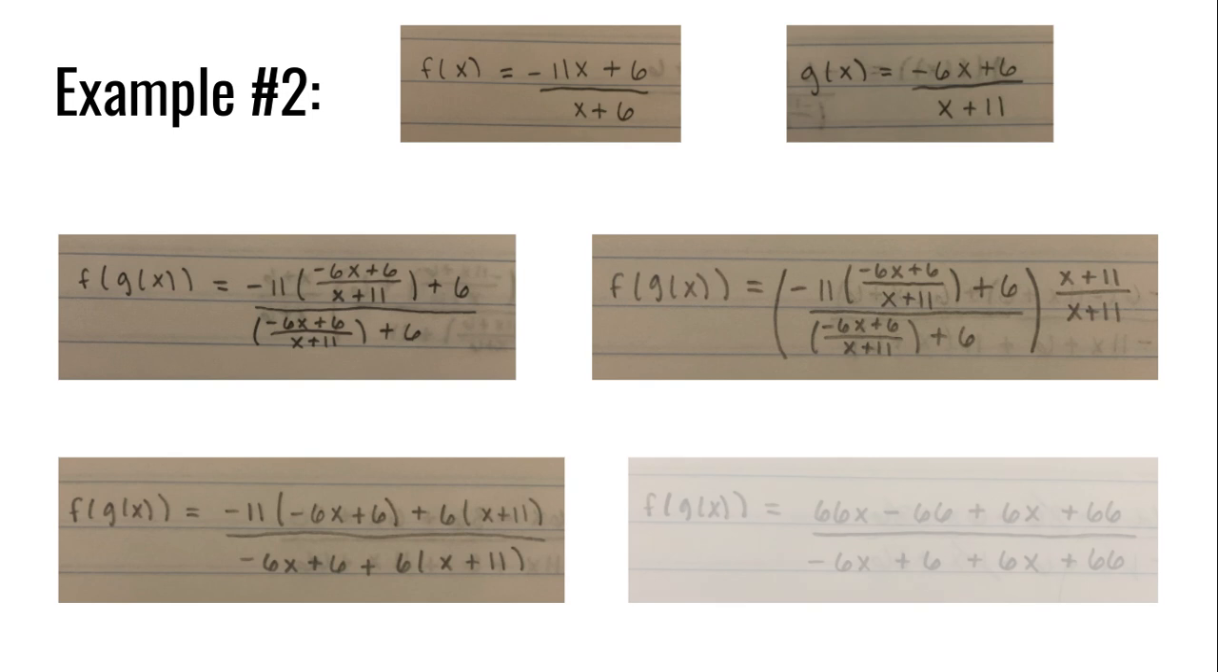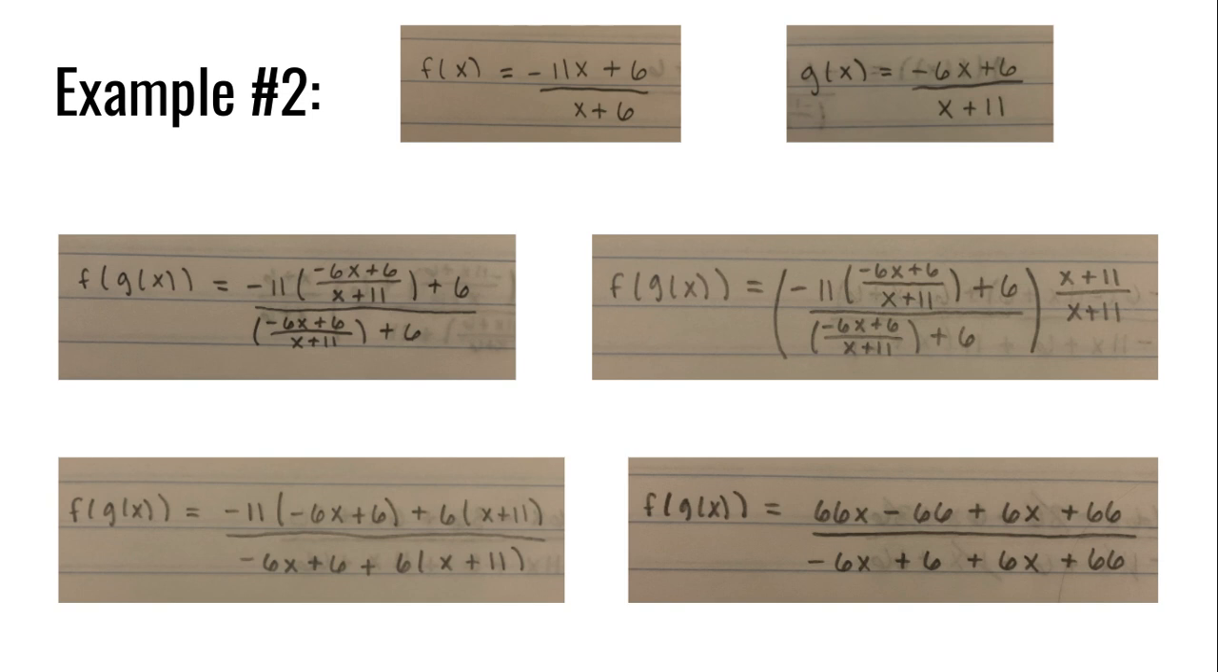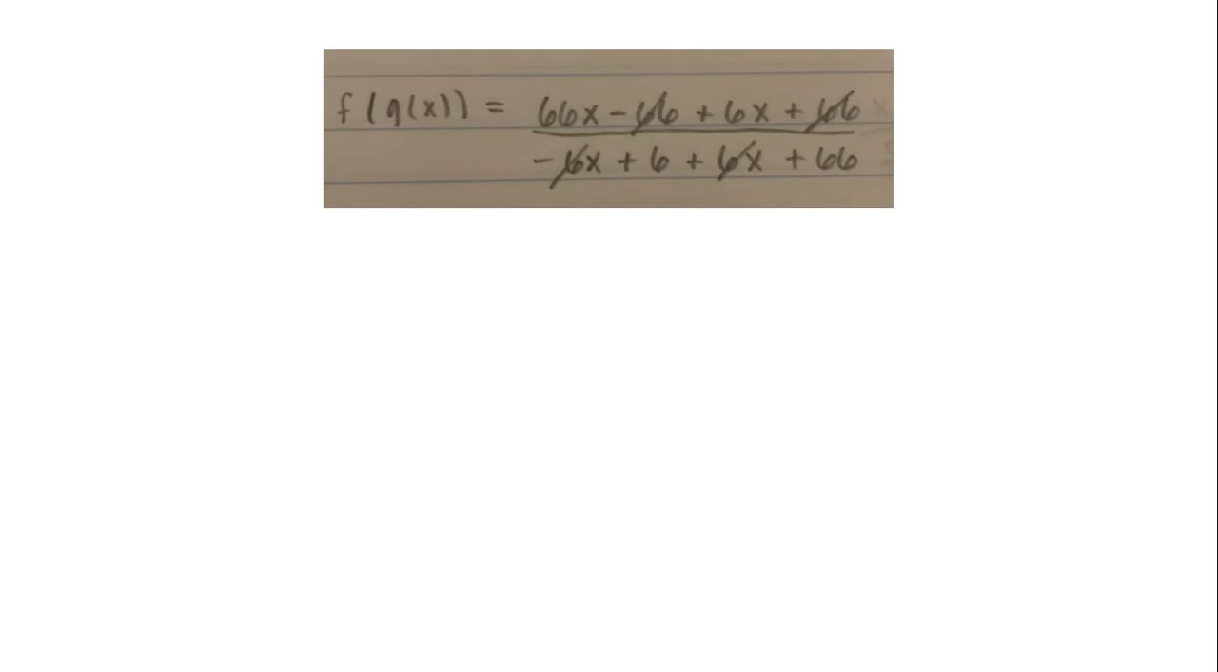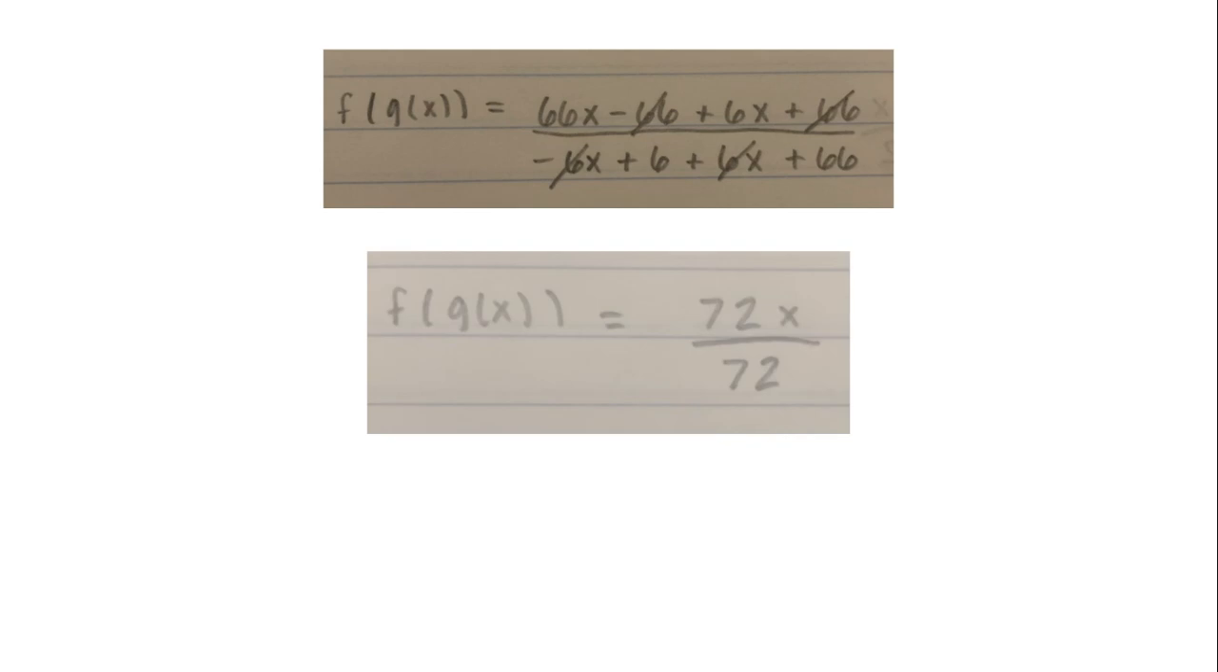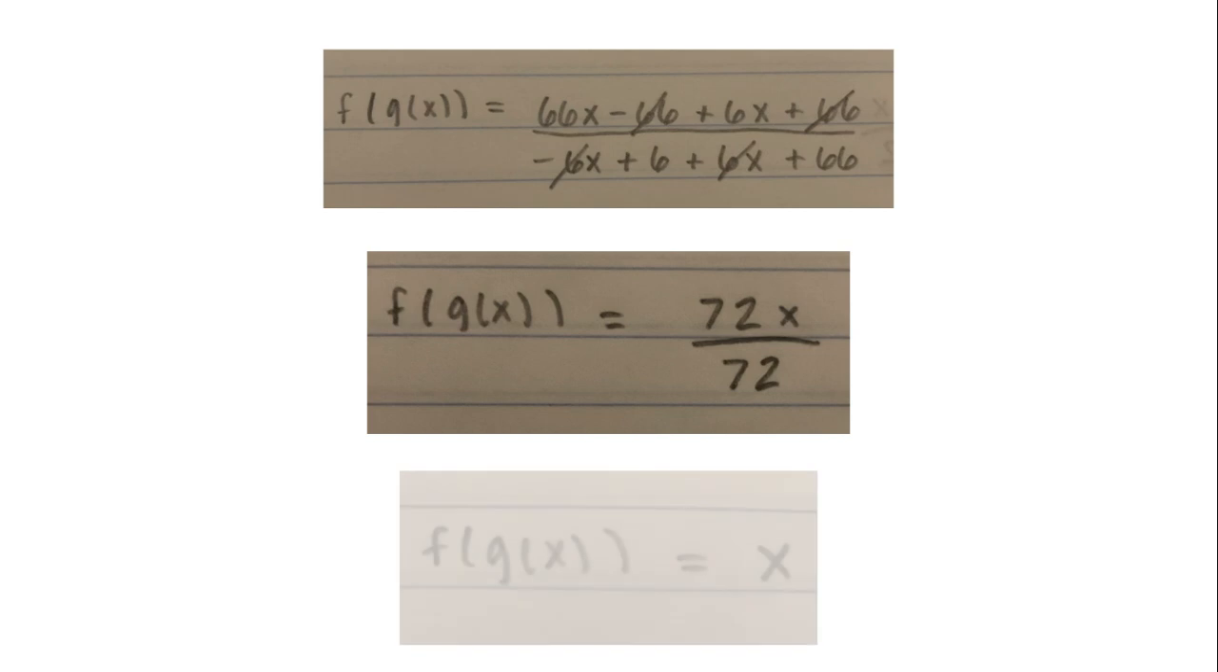Then once we distribute all our values, we'll see that the equation equals 66x minus 66 plus 6x plus positive 66 over negative 6x plus 6 plus 6x plus 66. Then, as we're adding all our values together, we'll see that negative 66 and positive 66 cancel out in the numerator, and negative 6x and positive 6x cancel out in the denominator, and this gives us 72x over 72, and we'll see that f of g of x equals x.